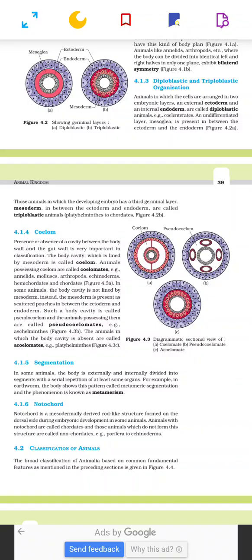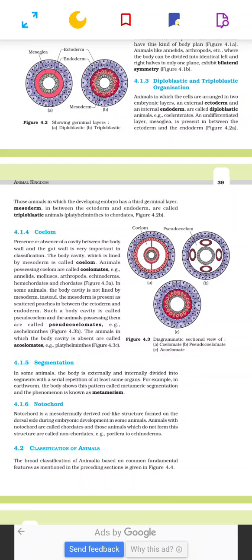Segmentation. In some animals, the body is externally and internally divided into segments with a serial repetition of at least some organs. For example, in the earthworm, the body shows this pattern called metameric segmentation, and the phenomenon is known as metamerism.